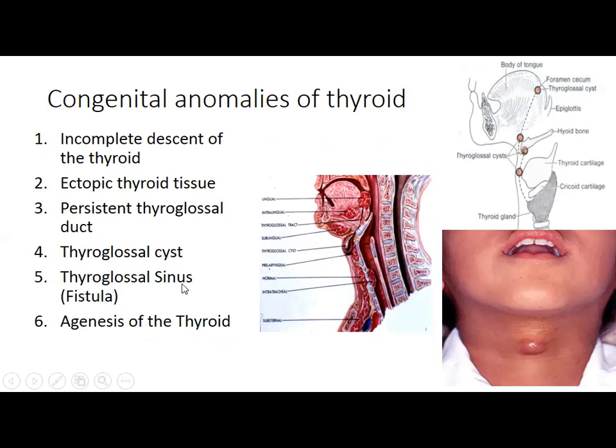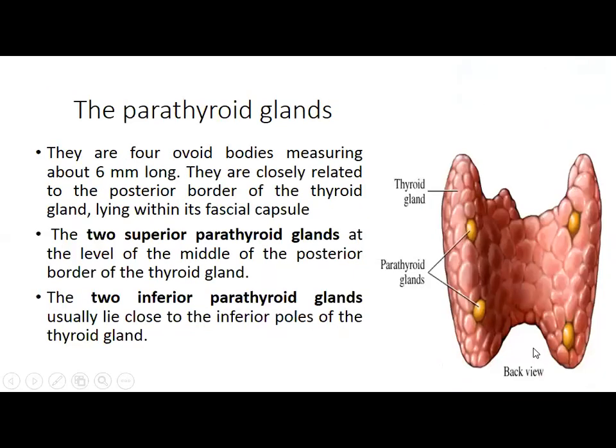Sometimes there can be a thyroglossal sinus. Sometimes it can remain open and it leads to a sinus opening. Sinus means opening on one side. And sometimes there can be agenesis of the thyroid. Sometimes there can be total agenesis, no development of the thyroid gland itself. So these are some of the different types of congenital anomalies we can see. This is the picture showing you the thyroglossal cyst here.